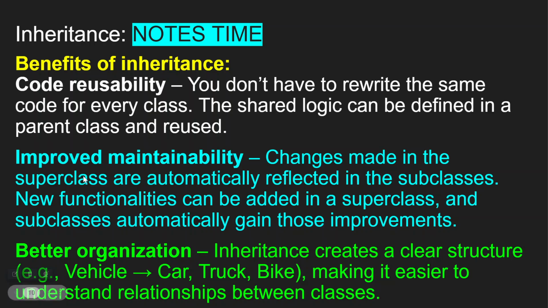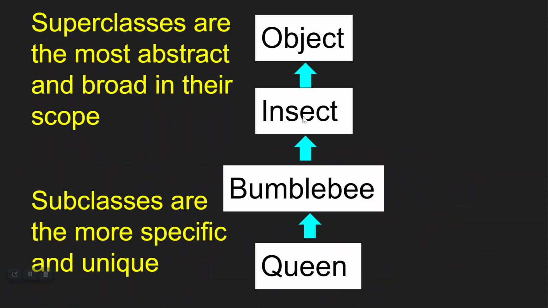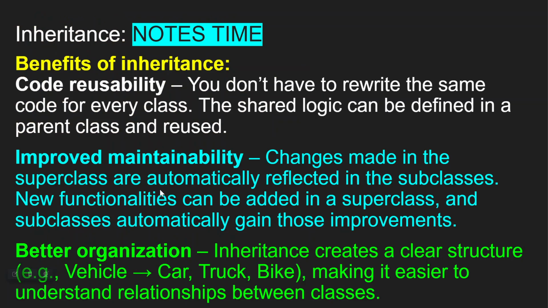It also gives you improved maintainability. So the changes that you make in the superclass are automatically reflected in the subclasses. And then any new functionalities can be added in the superclass, and the subclasses automatically gain those improvements. So it just helps with the maintenance of the program. Again, any change that I make in insect or any functionality that I add in insect automatically gets inherited by these other two subclasses. And then finally, it results in better organization.